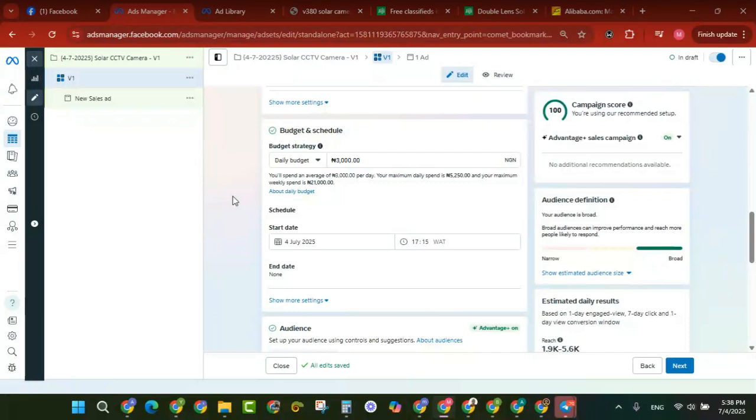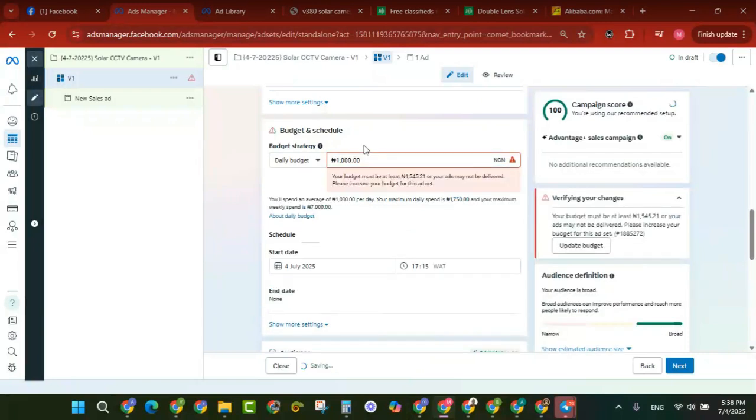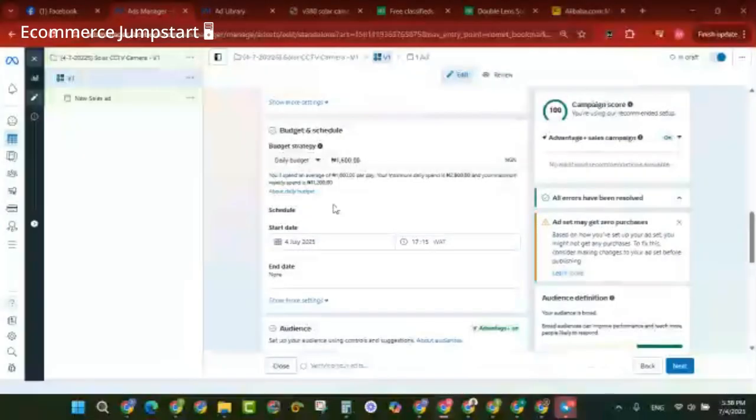You know, the least you can spend on Facebook per day is the amount for $1. Let me say 1,000 naira now. Let's see if it's going to allow us. It's not going to allow us. You can see your budget must be at least 1,545 naira 21 kobo. You can see that is the amount for $1 based on Facebook standard. Do you understand? 1,500-something naira is the amount for $1 based on Facebook standard. So the least you can spend is, let me say, 1,600 naira per day. Do you understand?